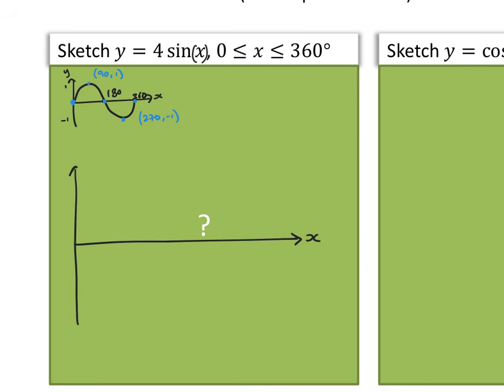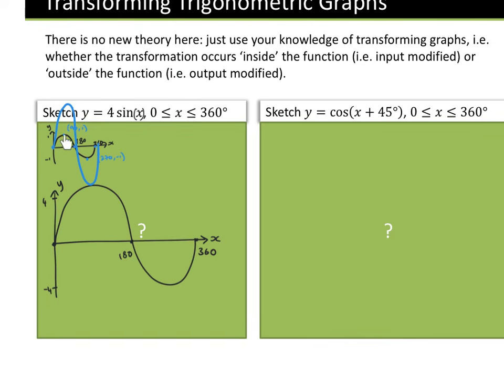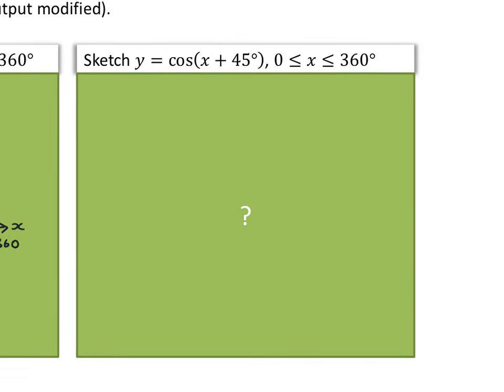I'm going to draw my graph, okay, and I always start by drawing it. Guess what? This is still 180. This is still 0. This is still 360. But now, my maximum is 4, and my minimum is negative 4. Really simple. Okay, so if it was compared to this one, it'd go up to 4 and down to minus 4. But when you just draw a sketch, you don't really have to show exactly what's happened there. The next one is y equals cos of x plus 45.